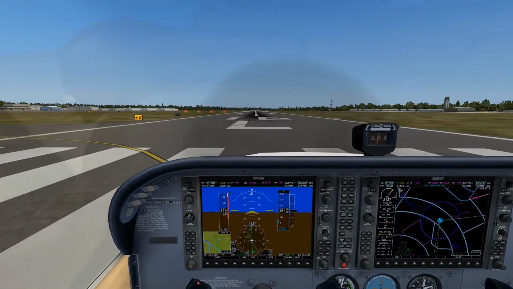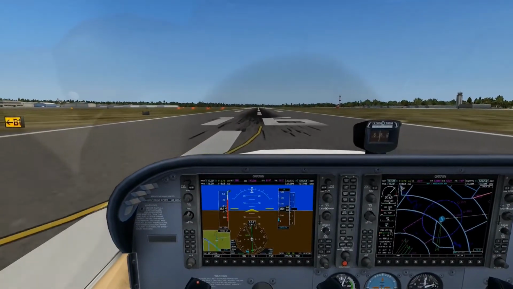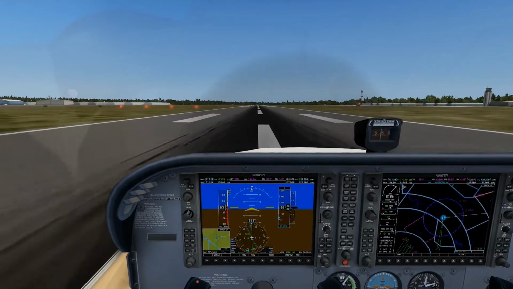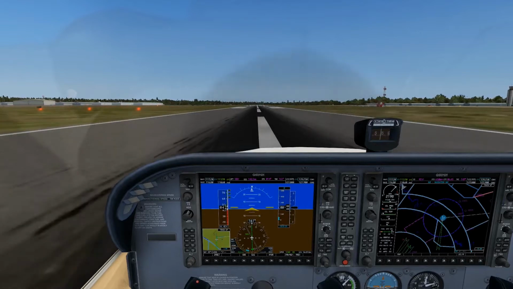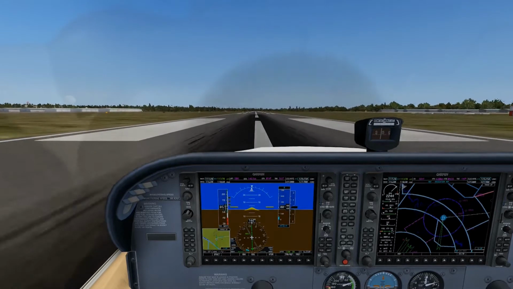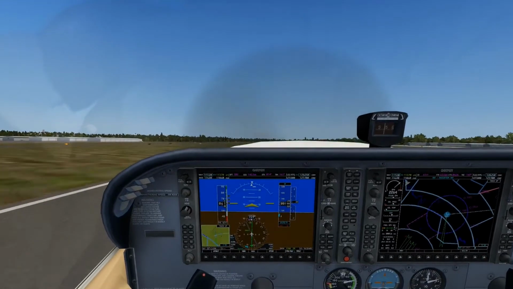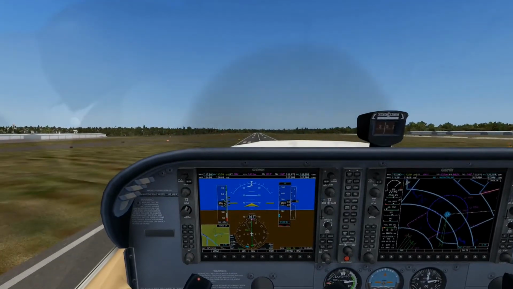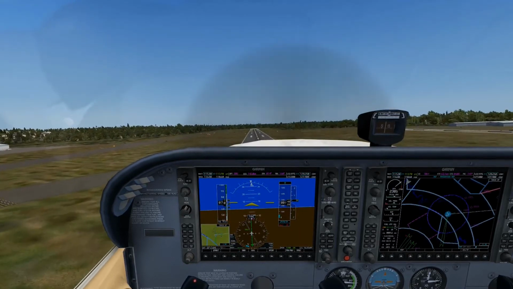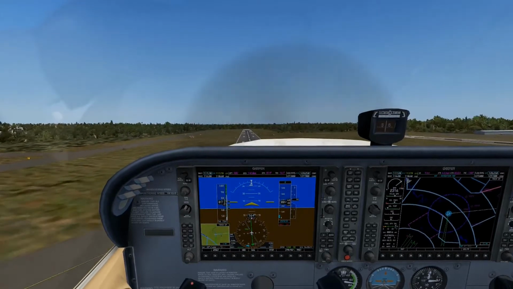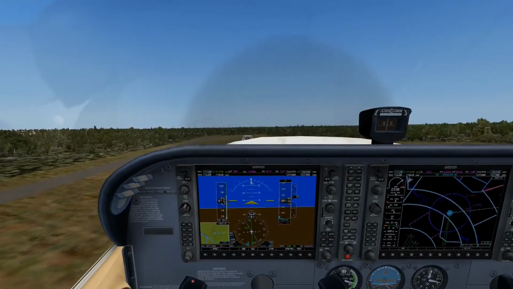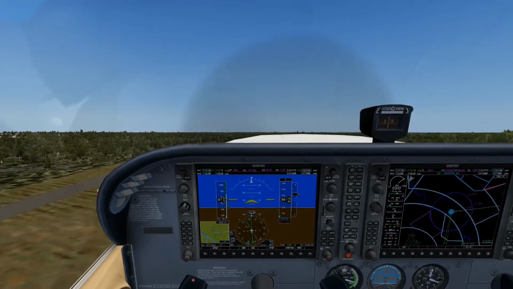Attempt number 3. This time we'll be doing a 35-degree bank. 55, rotate. Accelerate towards 75, climbing out at about a 10-degree nose-up pitch attitude.